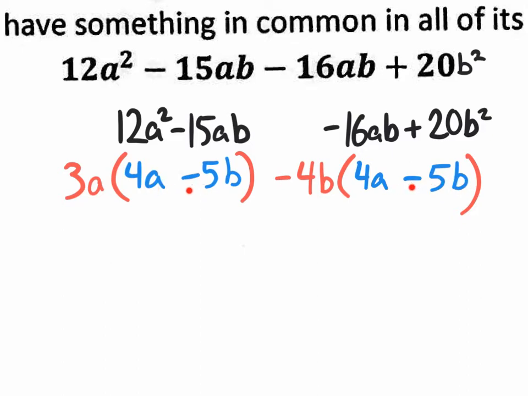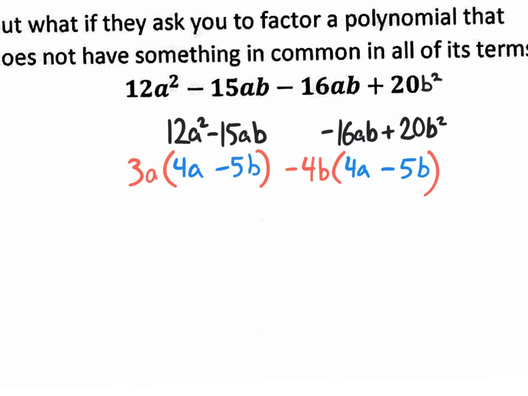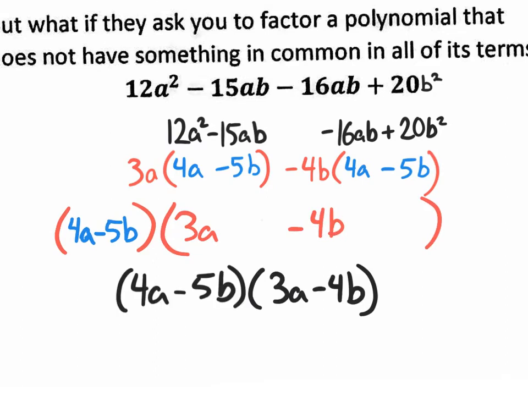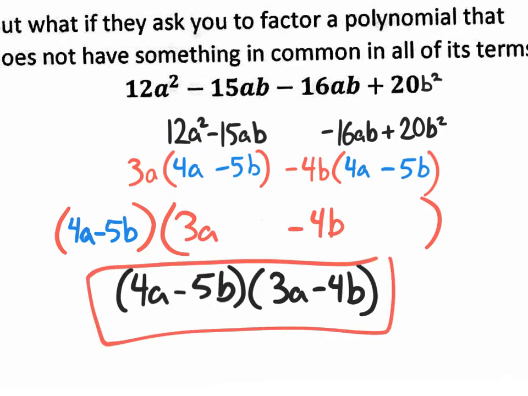Now you could do step 3, where you take a step back, and you pull out the binomial that's in common. So I'm going to take this 4a minus 5b and this 4a minus 5b, and I'm going to pull them out, write it out here in the front. And what would be left on the inside of the parentheses if I do pull out that binomial? 3a minus 4b. And that's it. That's your answer.